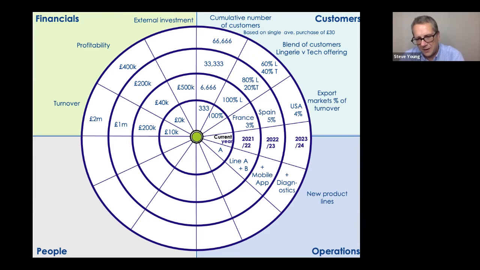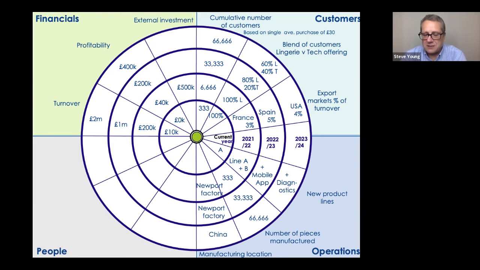So it was a case of actually, again, marking that back from the diagnostics product would come out in year 3, the mobile app in year 2, and line A and line B in year 1. Number of pieces manufactured, because it's a manufactured product. So again, telling the story now around the operations and the improvement. And again, we know that this assumption was one product, one customer. So we were able to map that back in line with the turnover and the profitability.